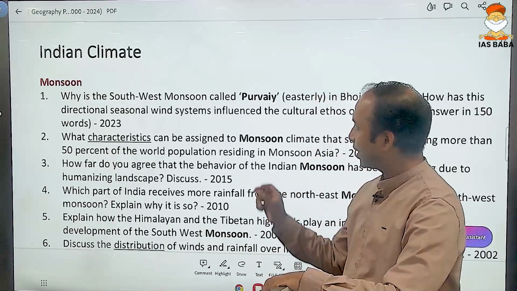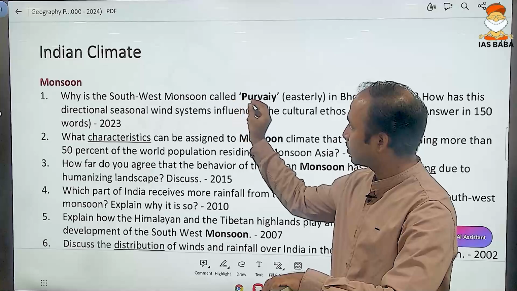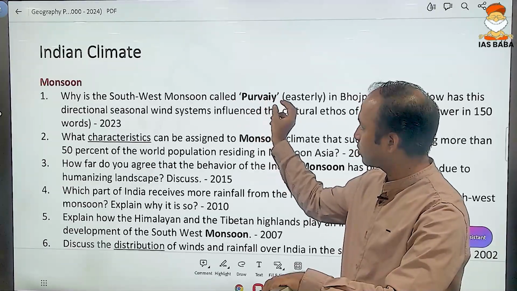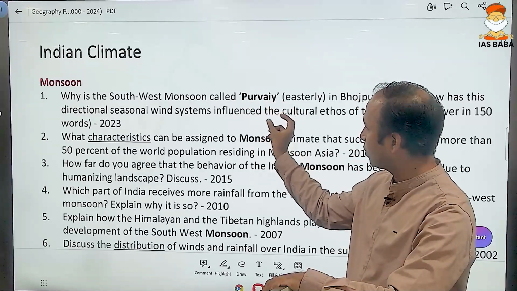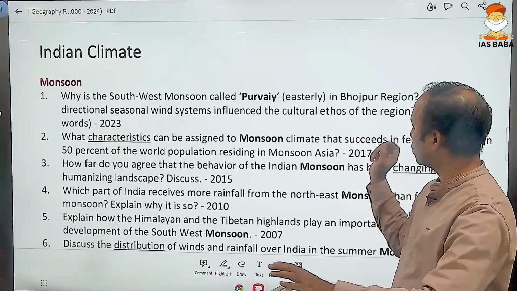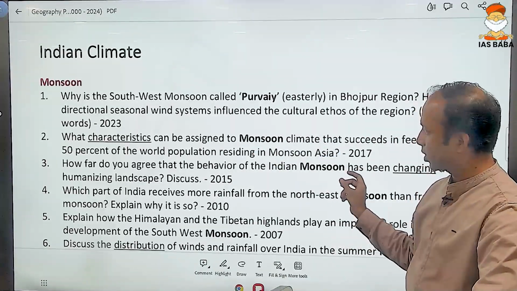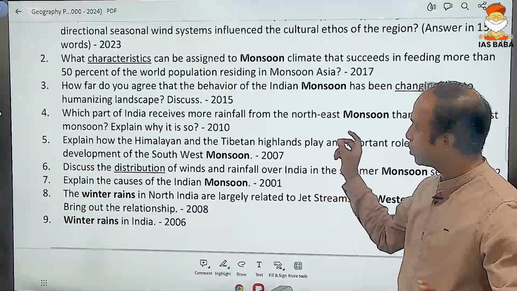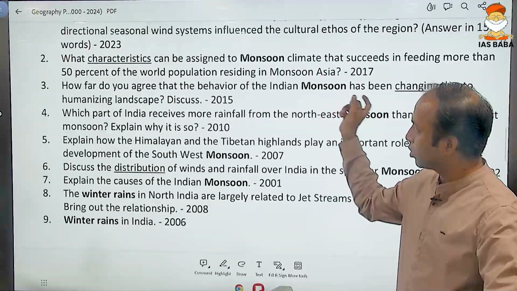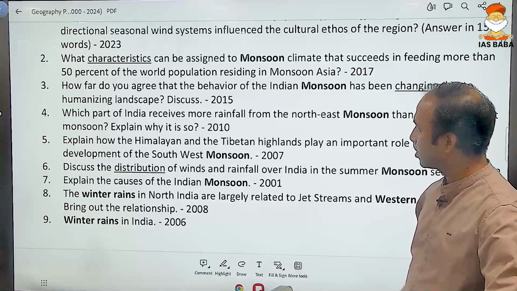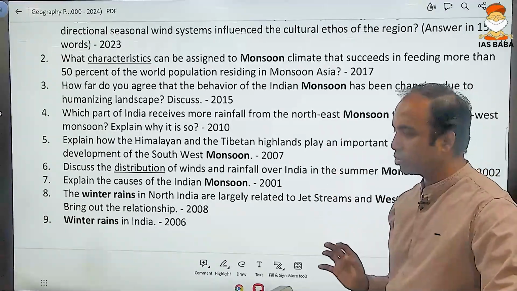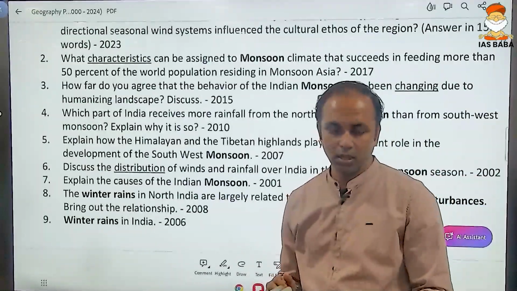In the past, what type of questions have been asked with respect to the Indian climate? The southwest monsoon wind being called the Purvaya, and how does this influence the cultural ethos of the region? The characteristics of the monsoon have been asked. And monsoon and the variation in the monsoon because of the humanizing landscape have been asked. The regional distribution of the monsoon, those were the questions in the past.